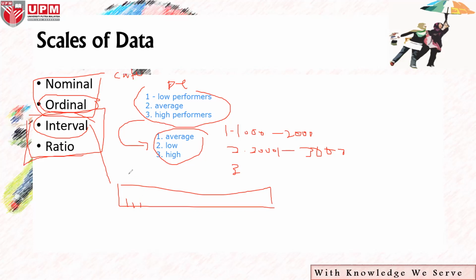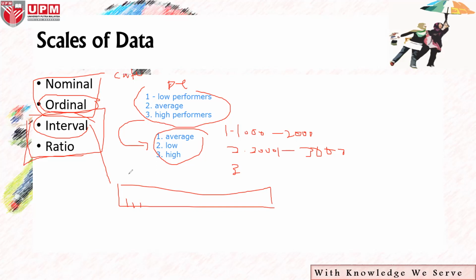An example of interval is temperature. The easiest one is temperature. Another example of interval is any score related to cognitive or emotion. For example, if you score 60 for my class, that is a cognitive score, interval. And then ratio is quite similar to interval.